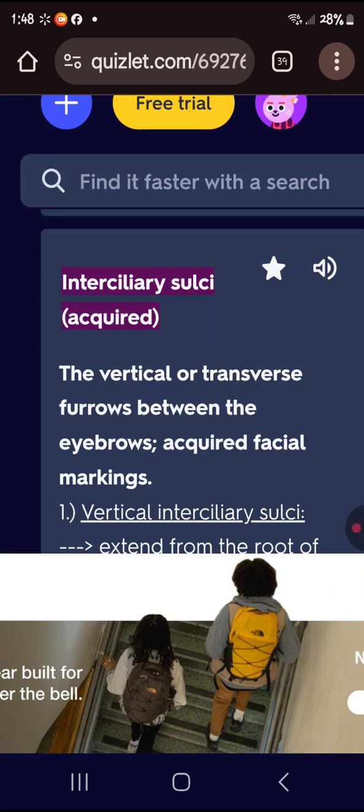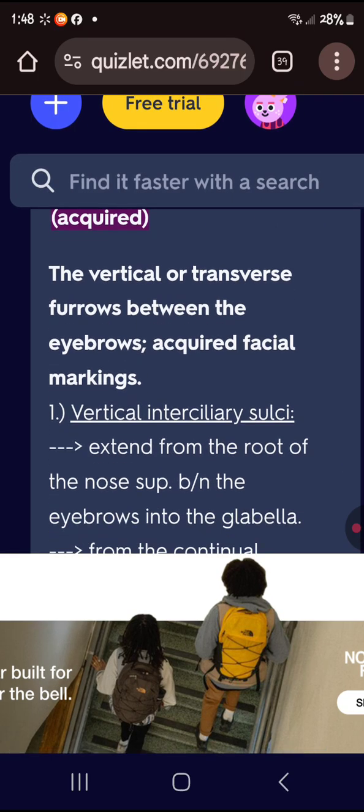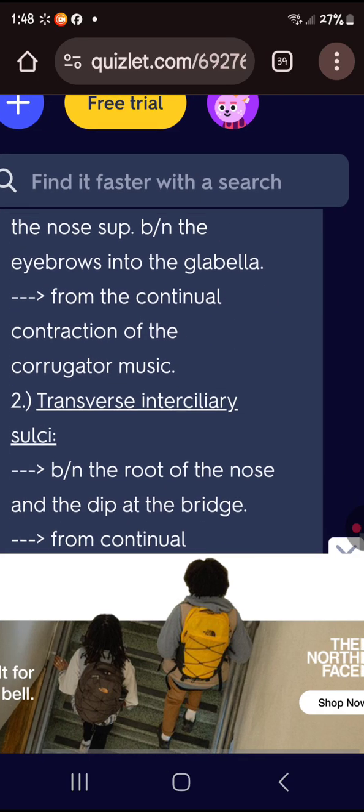Interciliary sulci, acquired. The vertical or transverse furrows between the eyebrows. Vertical interciliary sulci extend from the root of the nose superior beneath the eyebrows into the glabella. So the 11s have to do with the glabella and the root of the nose.